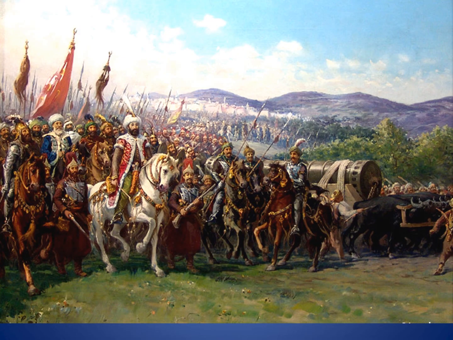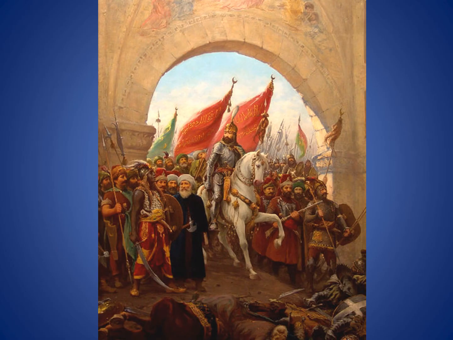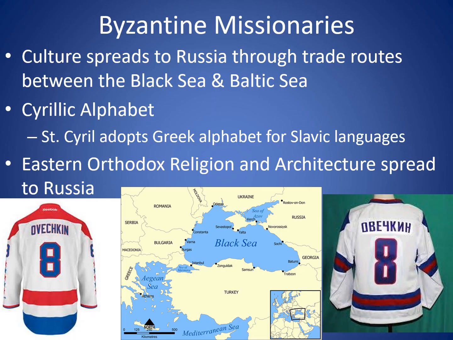One new technology that the Ottoman Turks used when they attacked Constantinople would be the cannon, which is great for knocking down walls. Here we have the Ottoman army walking through the city victorious, and they would conquer and make Constantinople part of the Ottoman Empire. And it would be renamed Istanbul. This last slide will get us ready for our class next time on Russia.